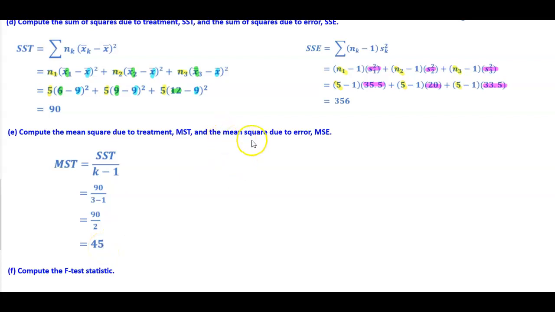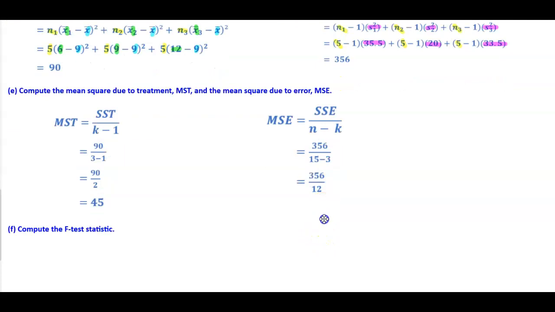Now we're going to solve for the mean square due to error, MSE. MSE is equal to SSE divided by n minus k. In the previous step, SSE was equal to 356. The value of n is how many are in the total data set, which is 15, and we subtract the value of k. Since there are 3 of them, we subtract 3. So we get 356 divided by 12, which gives us the value of 29.67.